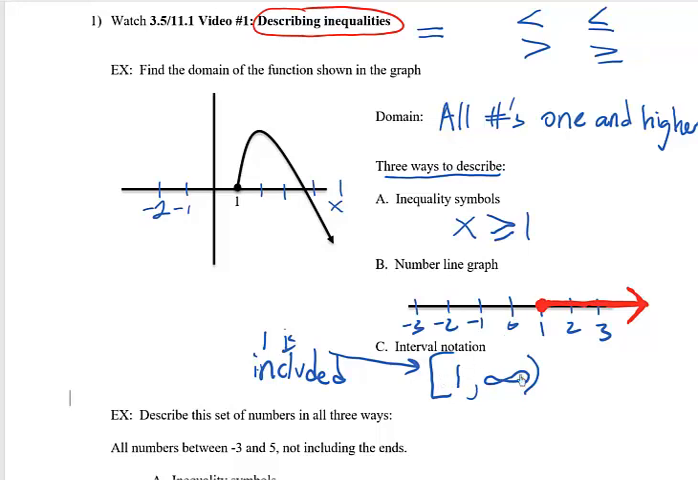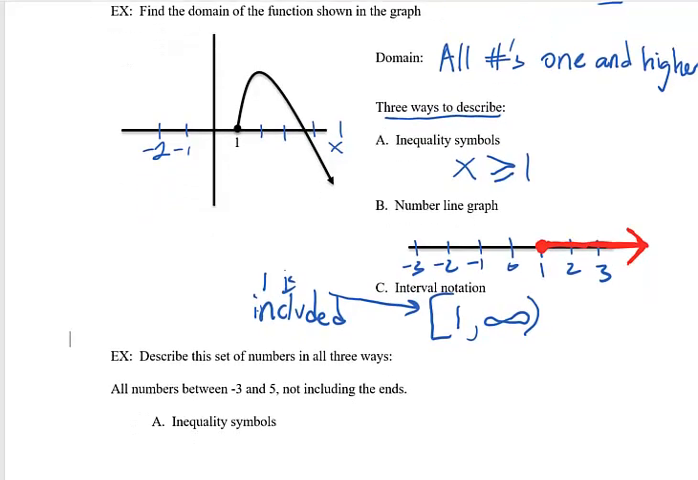This is called interval notation. It means the same thing as all these other things. It just means all the numbers starting at 1 going all the way toward infinity. 3 ways of describing the same set of numbers. Let's try a second example.